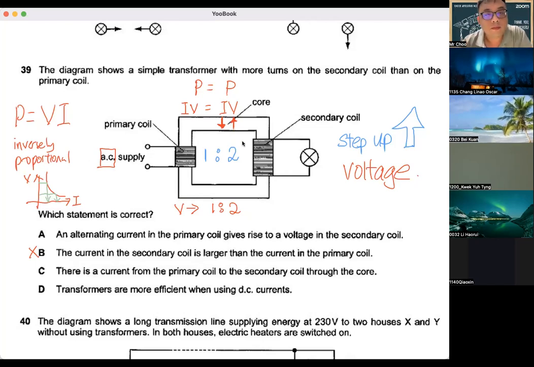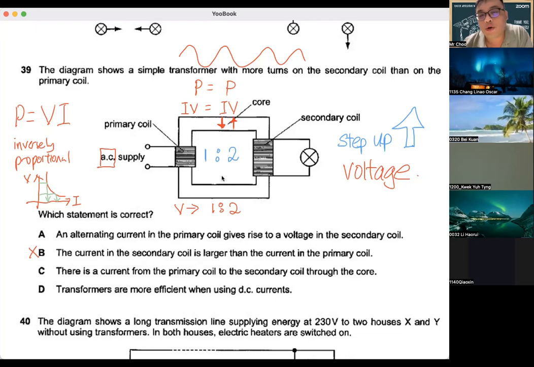Then, what happens down here? Because it's AC current that goes up and down, as the current goes up and down, the magnetism of this core will also go up and down. This changing magnetism cuts through the secondary coil and will induce an EMF in the coil, which induces a current in the secondary coil. Is that clear?